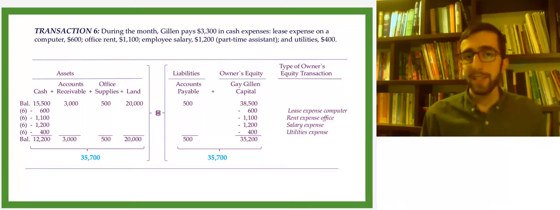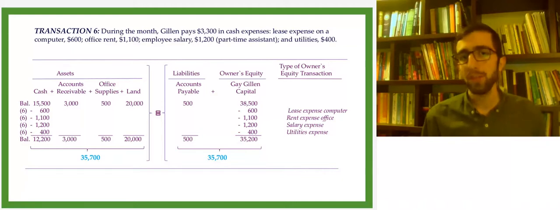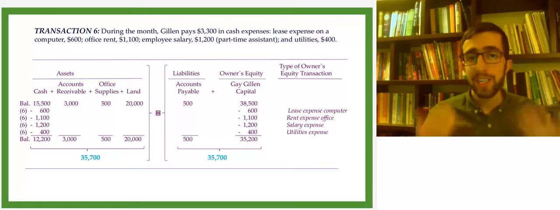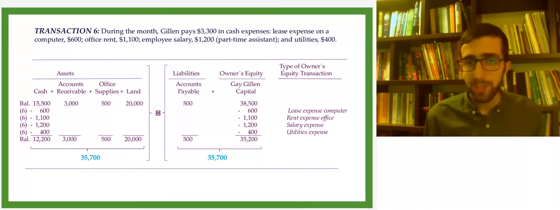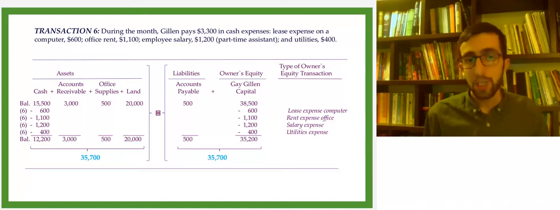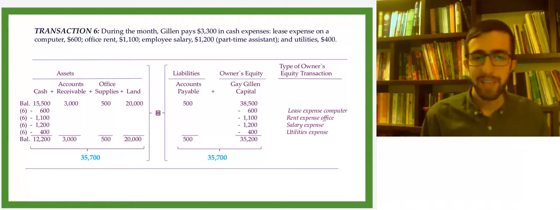In the next event, Gagelen pays $3,300 in cash expenses. Of that $3,300, $600 was computer leasing, $1,100 was office rent, $1,200 was salary expense, and $400 was utilities expense. On the left side, assets decrease. You know why? Because Gagelen paid expenses in cash, so the cash account decreased $3,300. Also, on the right side, expenses are a subset of owner's capital, so the capital is decreased too by $3,300. Of course, I have to mention that the expenses themselves increase by $3,300, but the capital will decrease finally. And finally, the balances of both sides are $35,700.